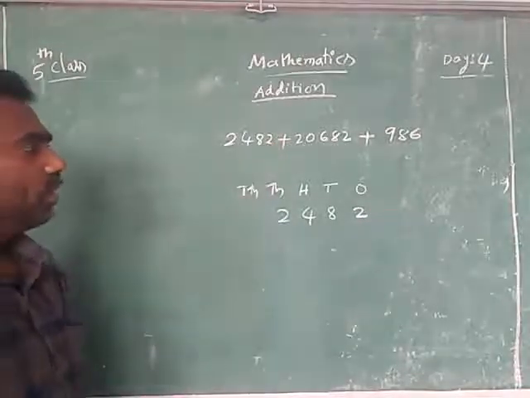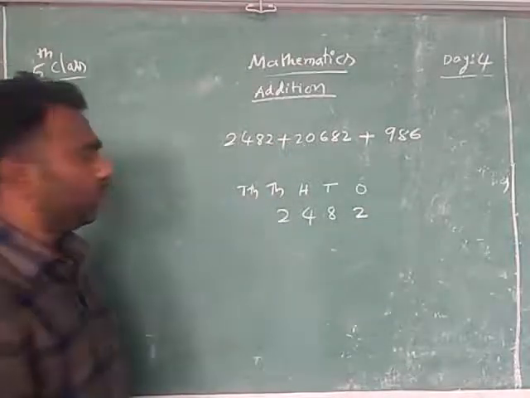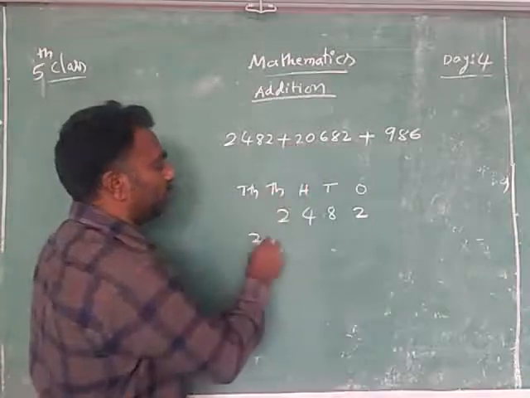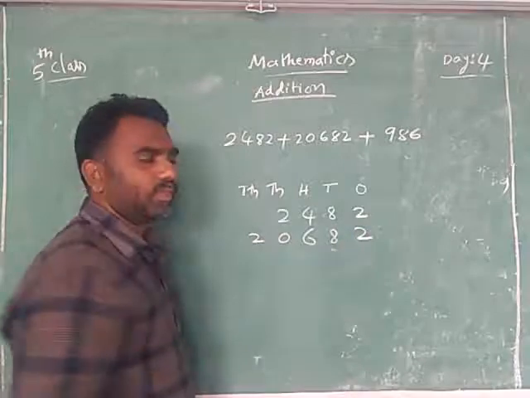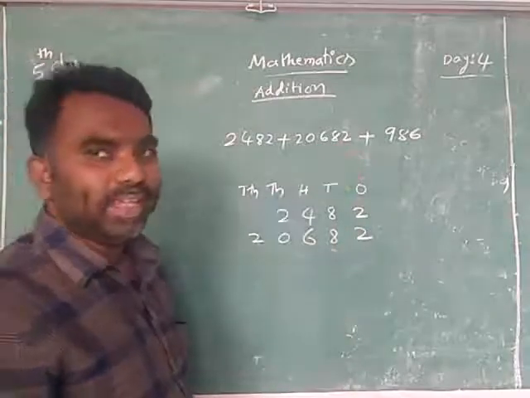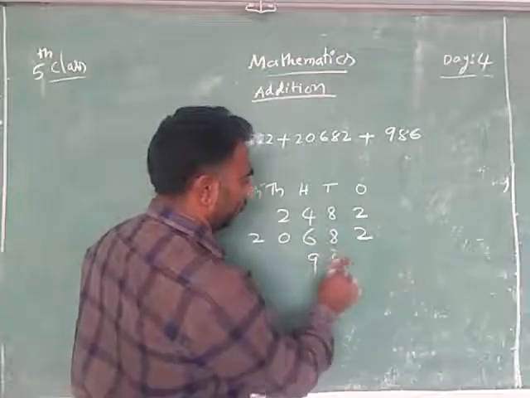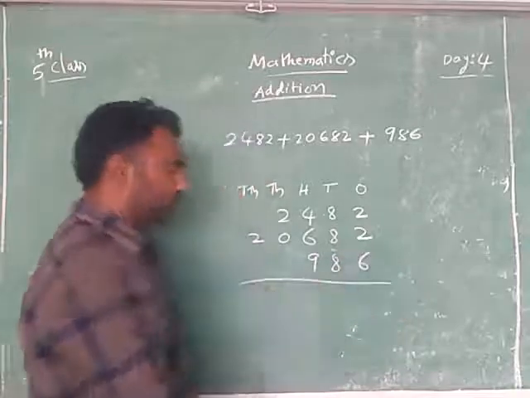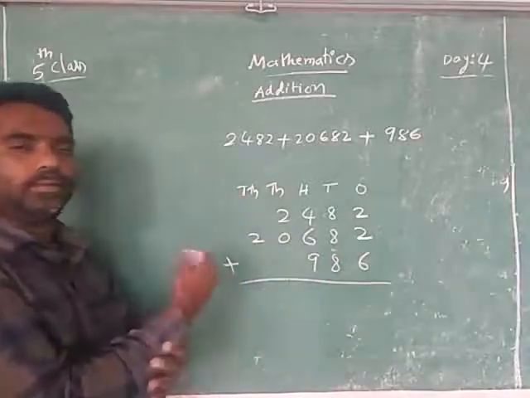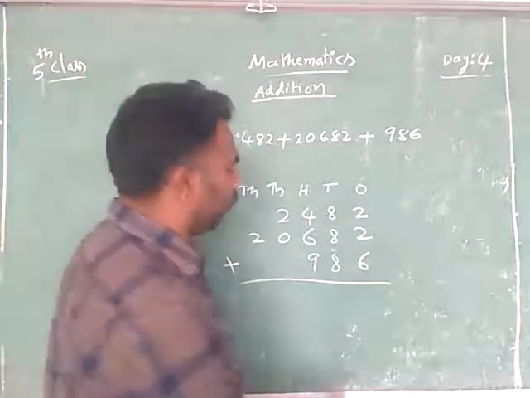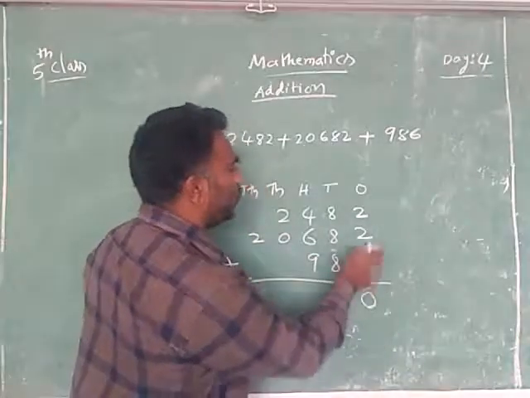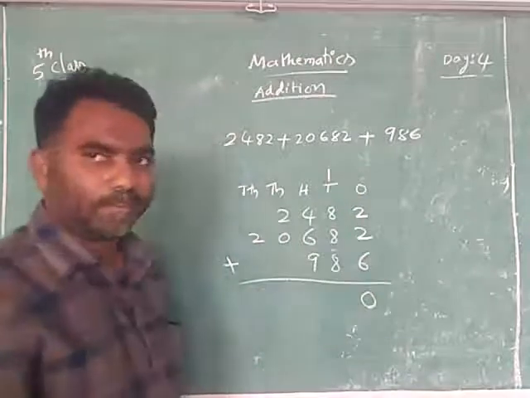Now the second number, 20,682. This is in the 10,000 place, thousands place, hundreds, tens, ones. 986: hundreds place, tens place, ones place. Now you can add like that. 2 plus 2, 4, 4 plus 6, 10. 10 means only 0 we will write here. That 10 we will give as the carry here.